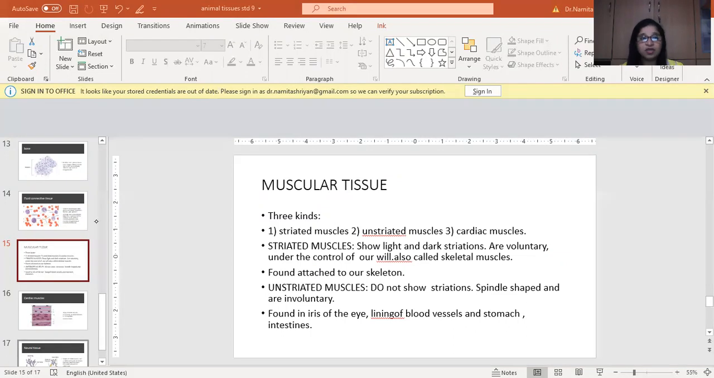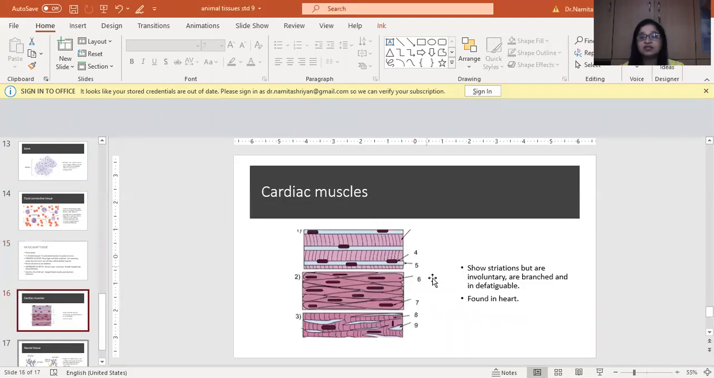Right? Let us talk about the third type, that is the cardiac muscle. So if you can see here, I will show you. This is the first type, the striated muscles. Second type, you can see the spindle-shaped smooth muscles or unstriated muscles, and these are the cardiac muscles. Cardiac muscles show striation, but please understand they are a different category from our striated muscles, because those striated muscles were voluntary. Cardiac muscles, though striated, are involuntary.